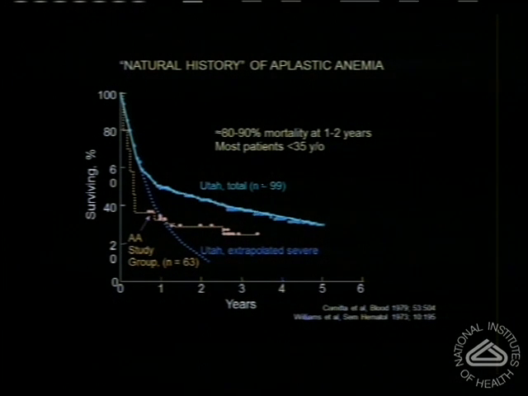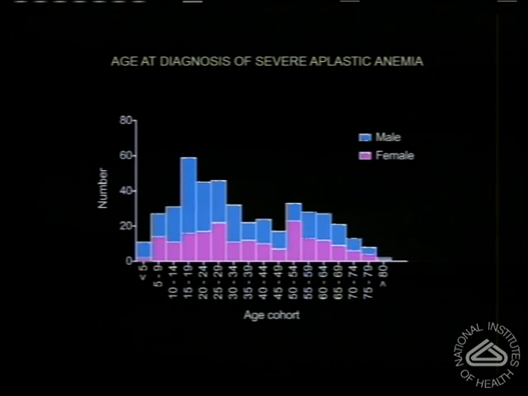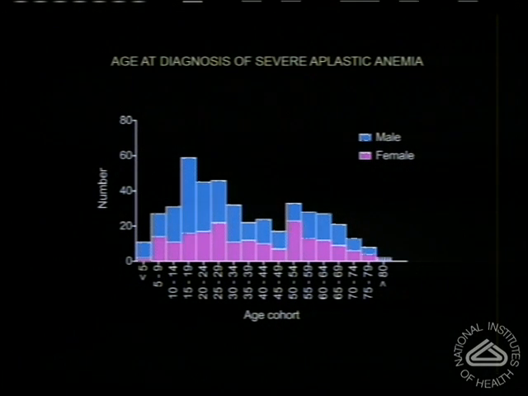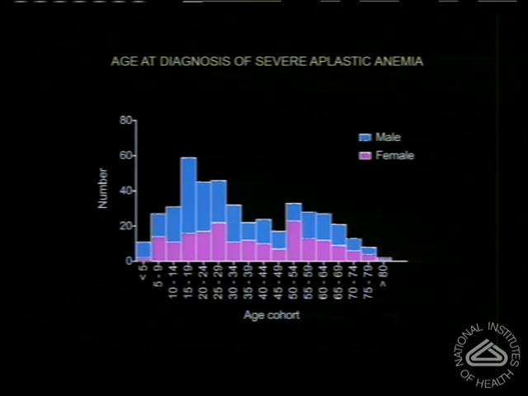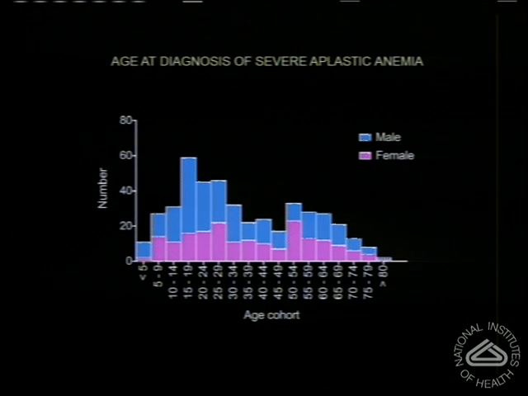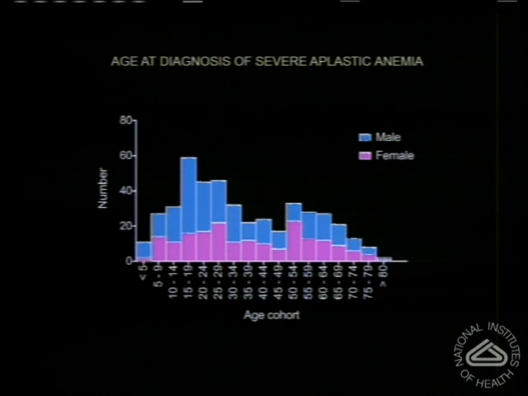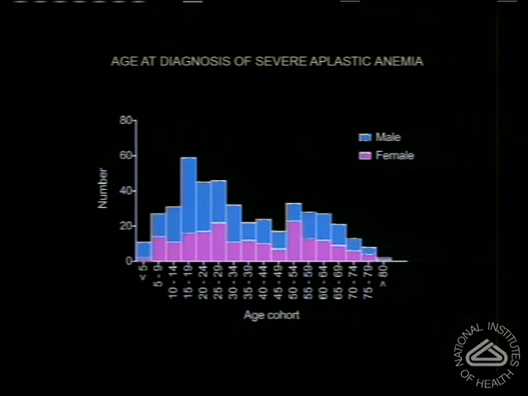But you can see from these mortality statistics that when patients have low blood counts, almost all of them had died by the first year after diagnosis. And as I told you, these were mainly young patients. This is from our own group, and you see that the peak of this curve is down in the 20s or 30s. So you can see this yourself. You don't need a pointer.